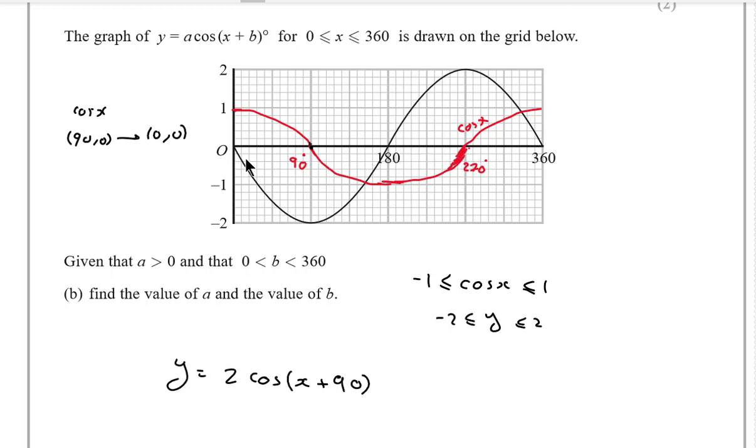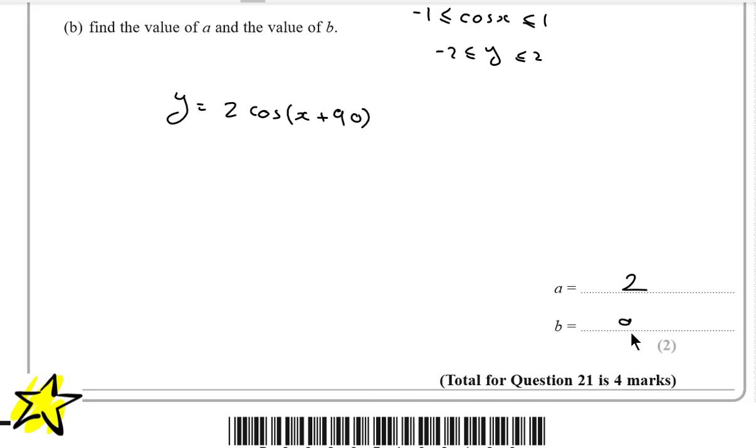Okay, all these points. If you want to be sure that you are correct, try to substitute with some points, like the 0. If you put x equals 0 here, cosine 90 is 0, and 0 times anything will be 0. Put 90 please: cosine of 90 plus 90, cosine 180 is negative 1, times 2 is negative 2. So we are right. Also put 180, it will be 270. Cosine 270 is 0. Put 360 and you can try by yourself, okay? So a is 2 and b is 90 degrees.